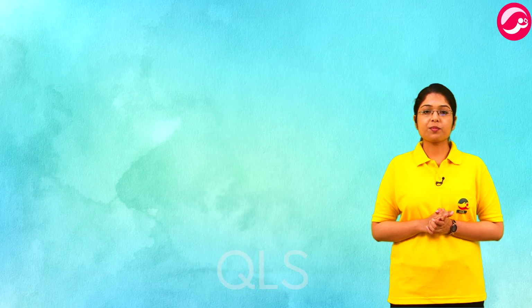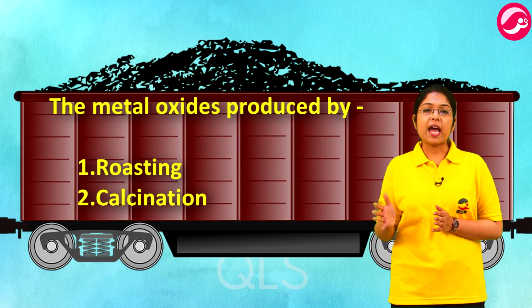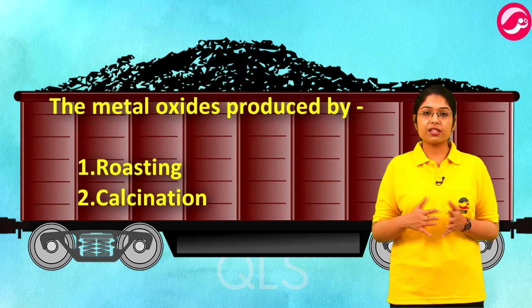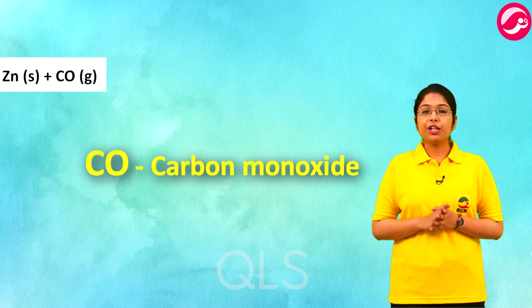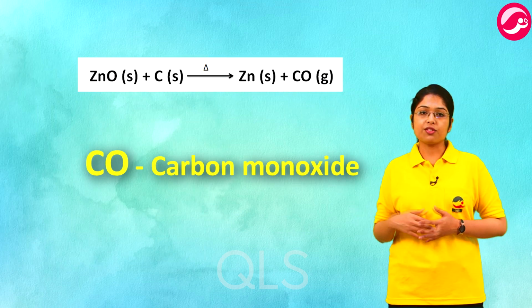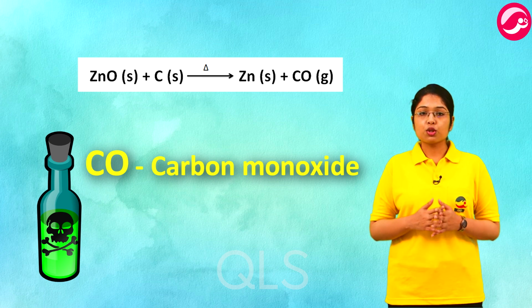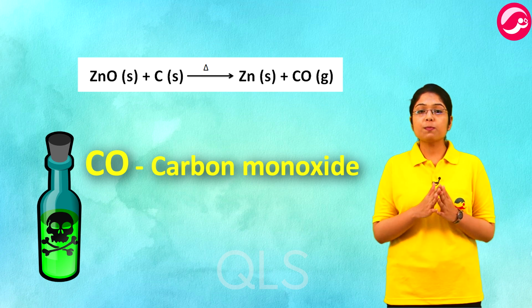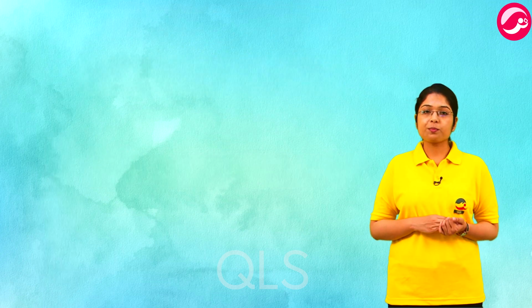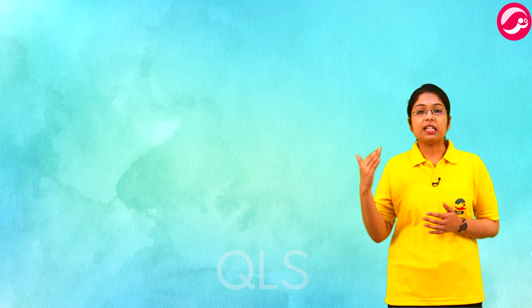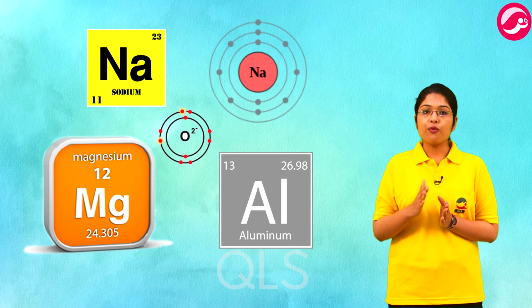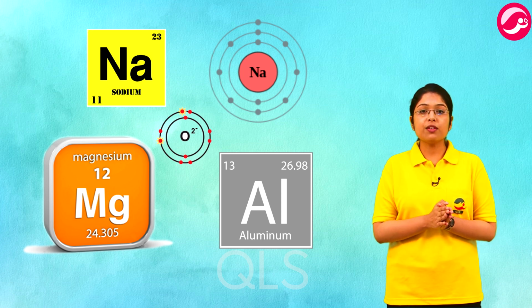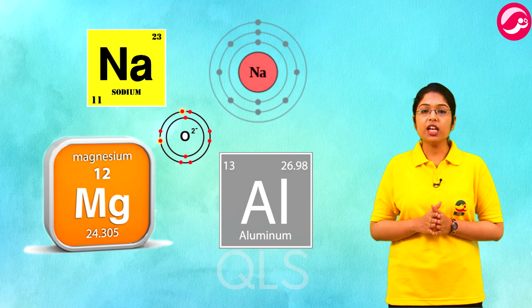The metal oxides produced by roasting and calcination are now reduced to their metallic state by heating them with coke, that is solid carbon. During this reaction, carbon monoxide is released, which is a poisonous gas. So, as an alternative, metals of higher reactivities can be used to displace the metal from the metal oxide. The metals of higher reactivity like sodium, magnesium, aluminium can displace the metals of intermediate reactivity from their oxides by themselves getting oxidized and releasing free metals.